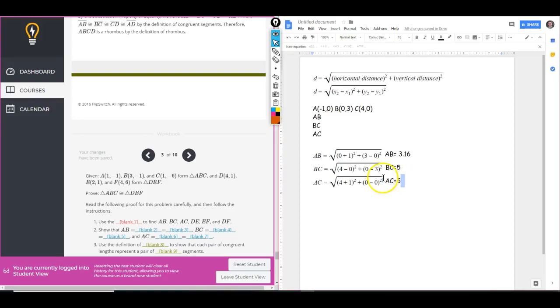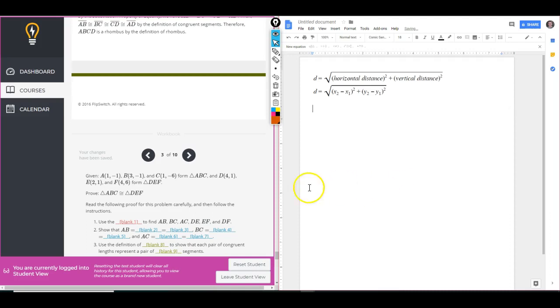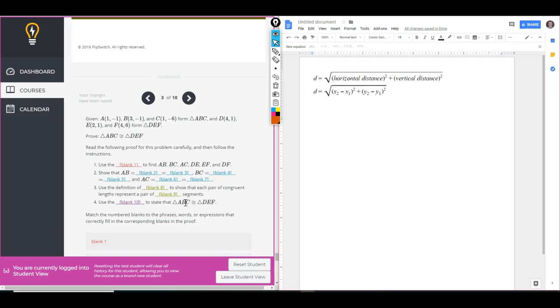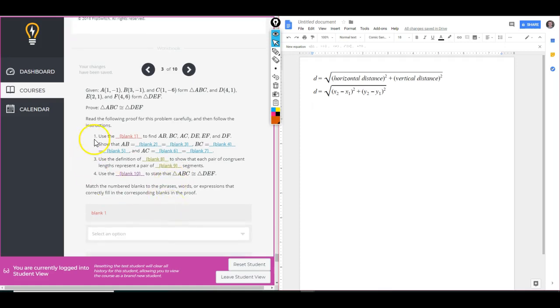So question 3: given that we have points A at (1, -1), B at (3, -1), C at (1, -6), they form triangle ABC, and D at (4, 1), E at (2, 1), and F at (4, 6), form triangle DEF. Prove that triangle ABC is congruent to triangle DEF. Read the following proof for this problem carefully and then follow the instructions.